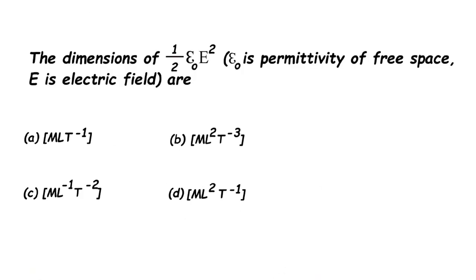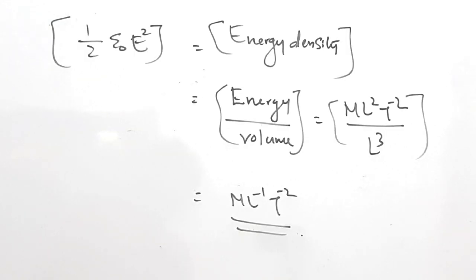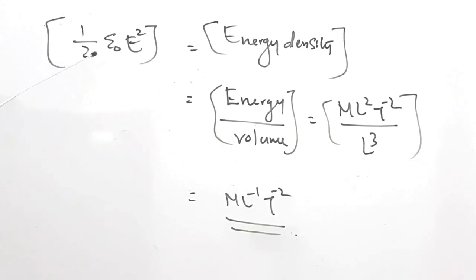The dimensions of half epsilon 0 E square, where epsilon 0 is permittivity of free space and E is electric field, are: option A MLT raised to minus 1, option B ML square T raised to minus 3, option C ML raised to minus 1 T raised to minus 2, and option D ML square T raised to minus 1. Okay, next one we have to find out the dimension of half epsilon 0 E square.